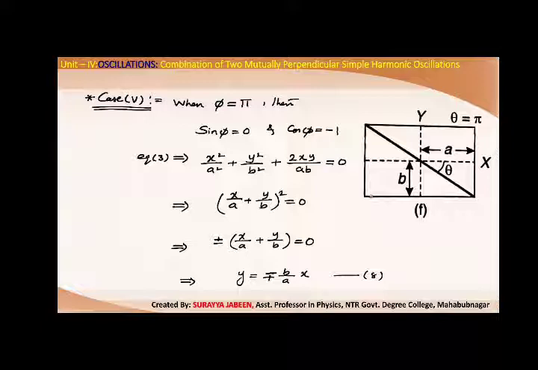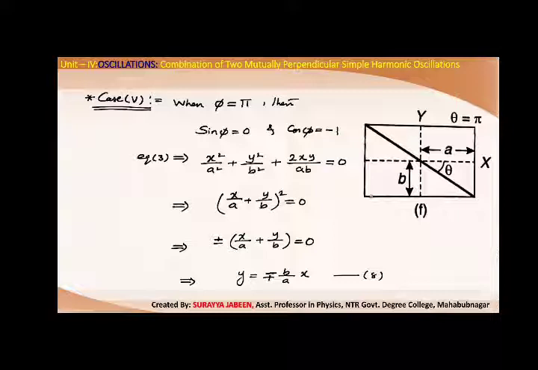So what is case 5? When phi equal to pi, that is 180 degrees, then sin phi equal to 0. We know that sin 180 degrees is also 0, and for cos 180 degrees we get minus 1. So x square by a square plus y square by b square plus 2xy by ab into minus 1. So minus into minus we get plus here, equal to 0.